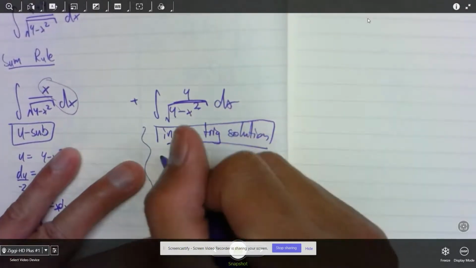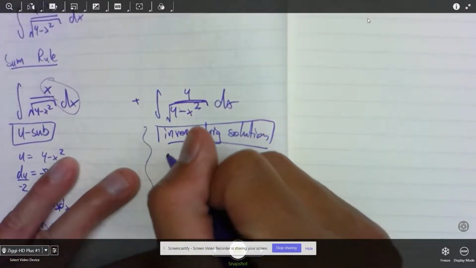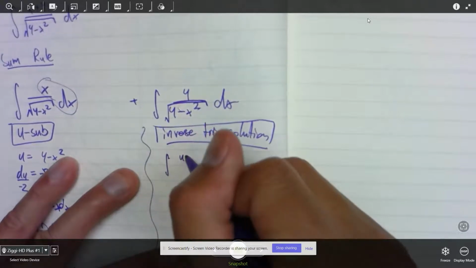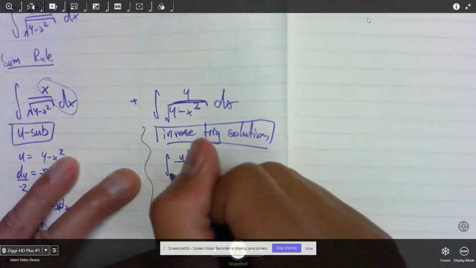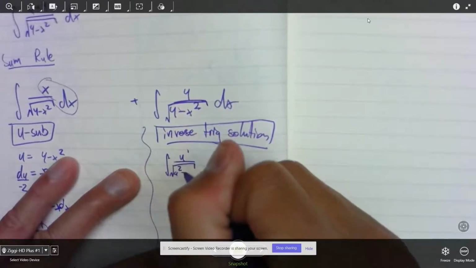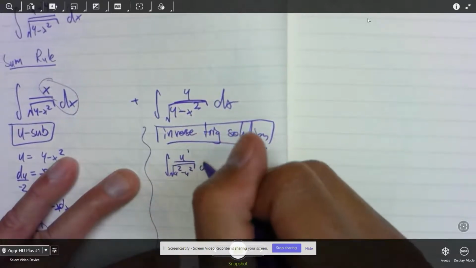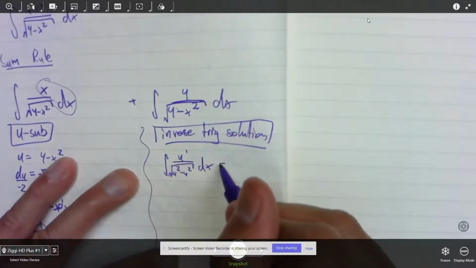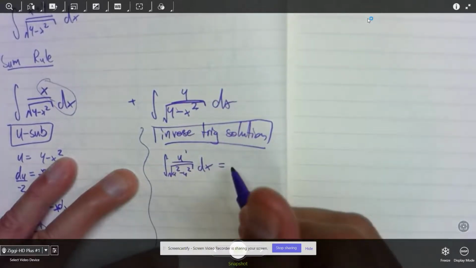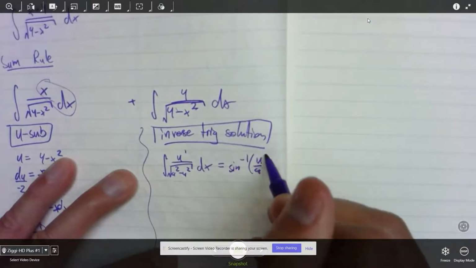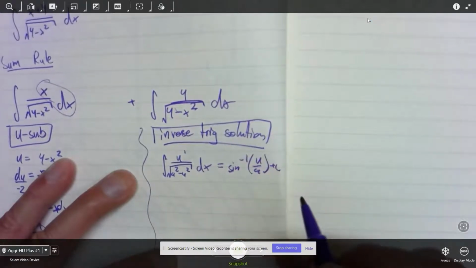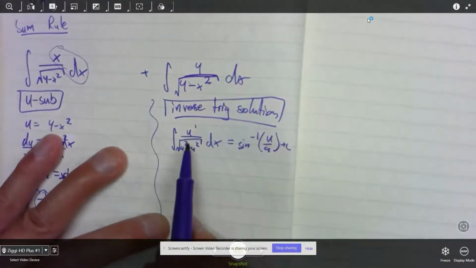So our solution, I would say step 1 is to list out what we're looking at here. We do want a solution of u prime over the square root of a squared minus u squared with respect to dx. I know it's a little bit odd. If you take the integral of this, then you would get inverse sine of u divided by a plus c. Okay, so let's first define these things and see if we can replace them in here successfully.